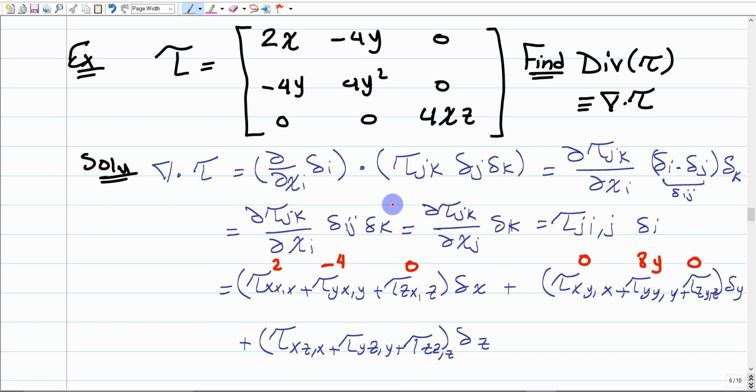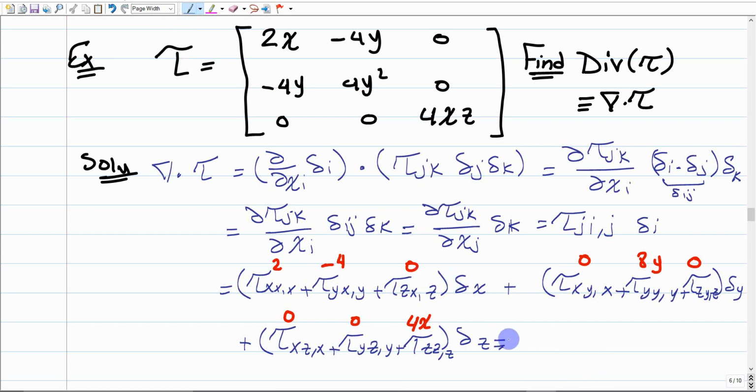Then the tau xz, which should be this term, is already 0, so this is 0. Tau yz, which is this term, is already 0, so it should be 0. And tau zz with respect to z, this gives 4x. So at the end, we're gonna end up with this vector. Remember that this is a vector quantity.